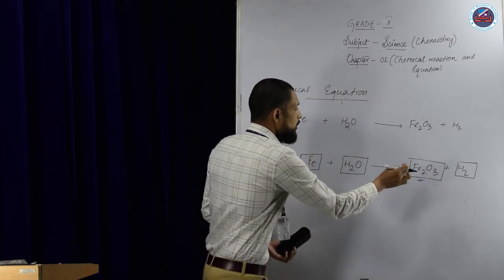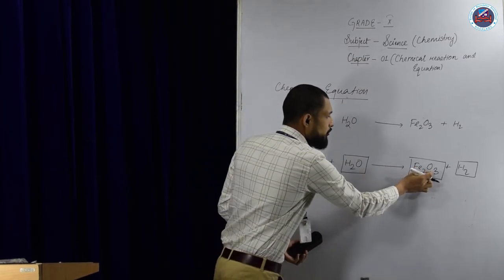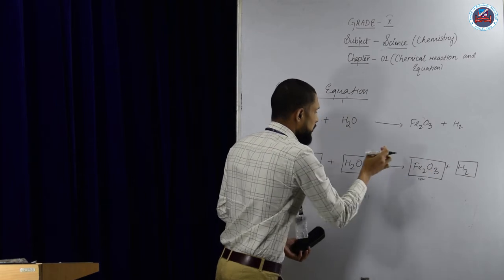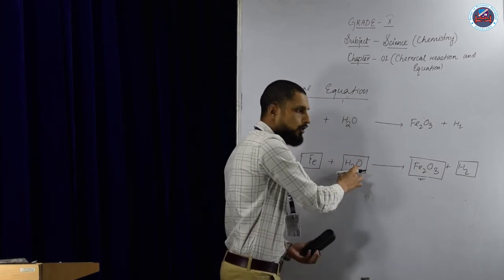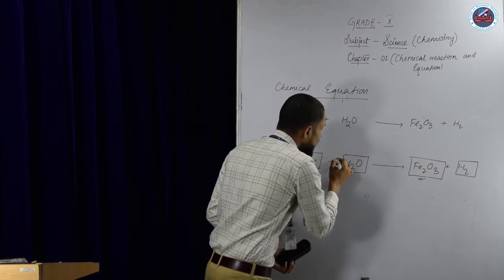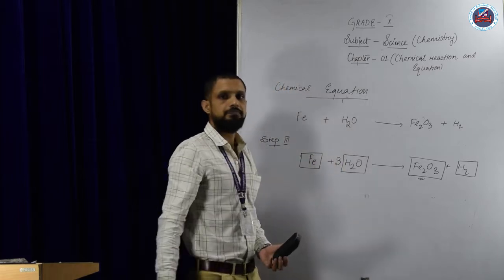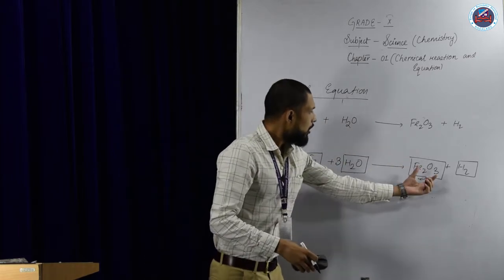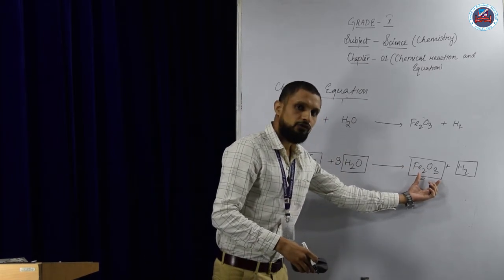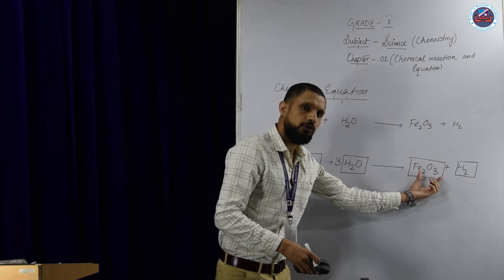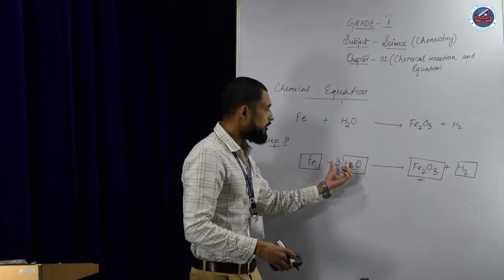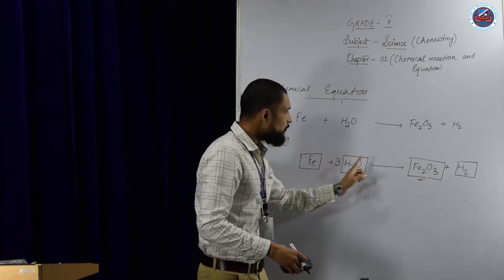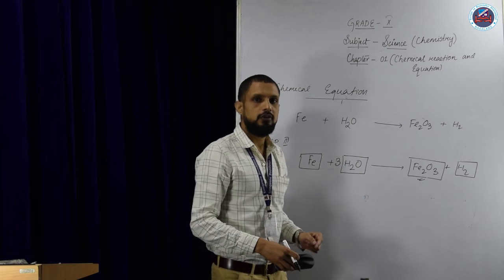So you can see you have 3 oxygen here, and here you have 1 oxygen. So first we multiply this by 3. So now on the right hand side, that means on the product side, you have 3 oxygen, and on the reactant side you have 3 oxygen. So the number of oxygen is balanced.